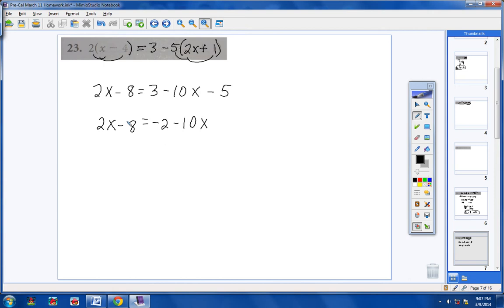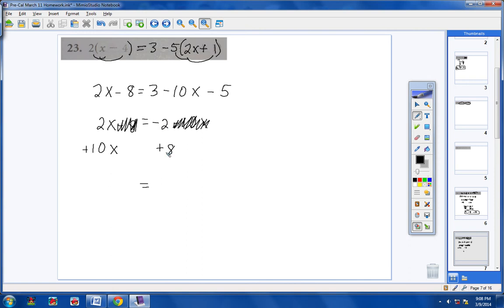And now let's continue solving this equation. See this negative 10x? I'm going to cross it off, bring it to the other side, and put a positive 10x. See this negative 8? I'm going to cross it off, bring it to the other side, and put a positive 8. Now bring down your equal sign so everything stays lined up real nice and orderly.